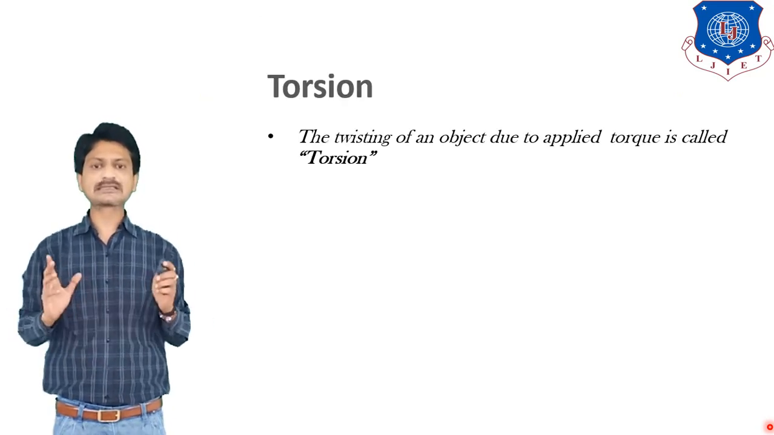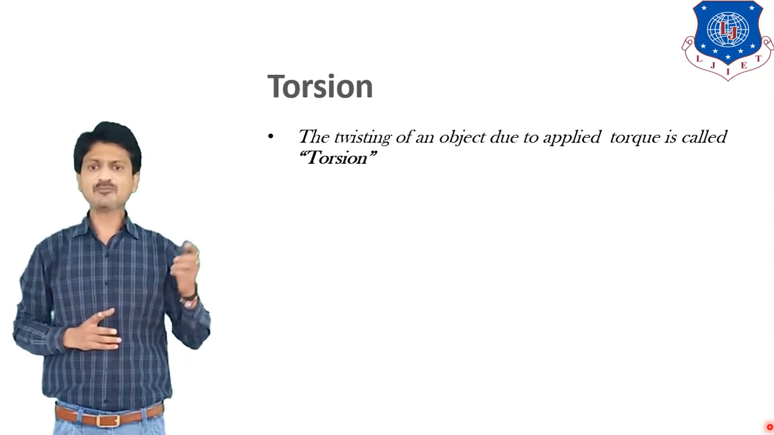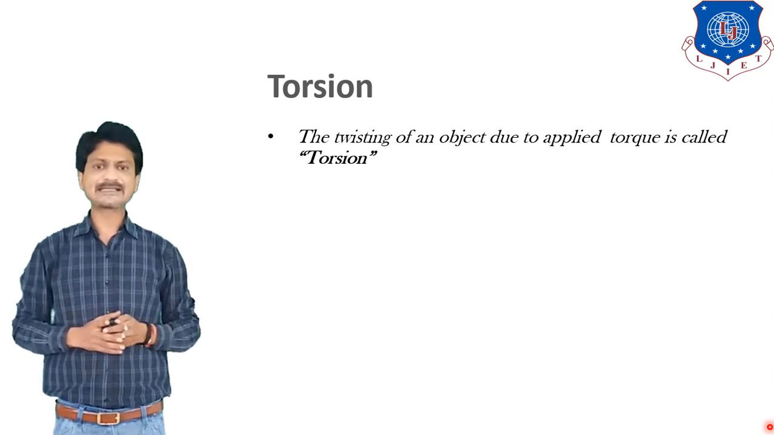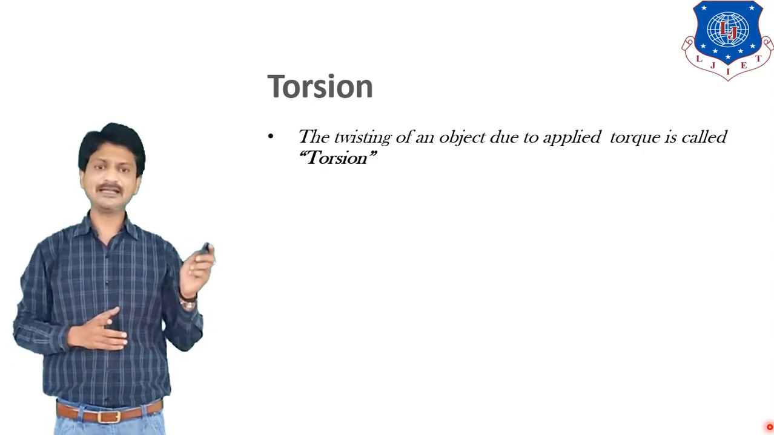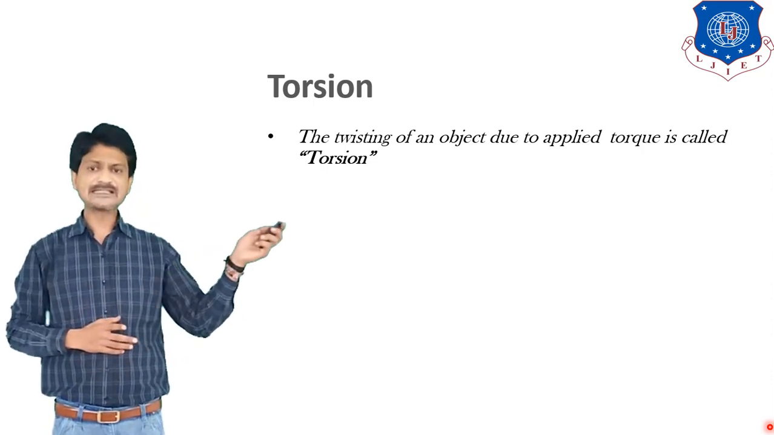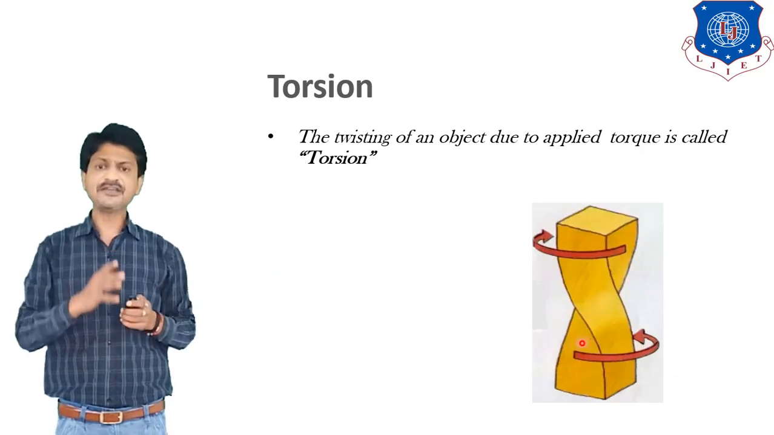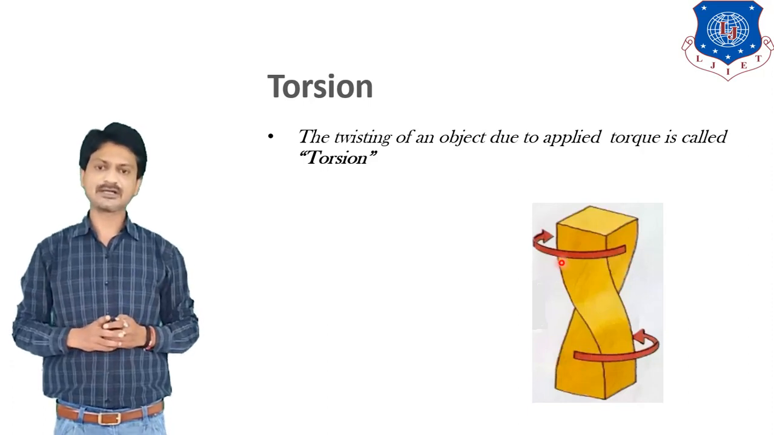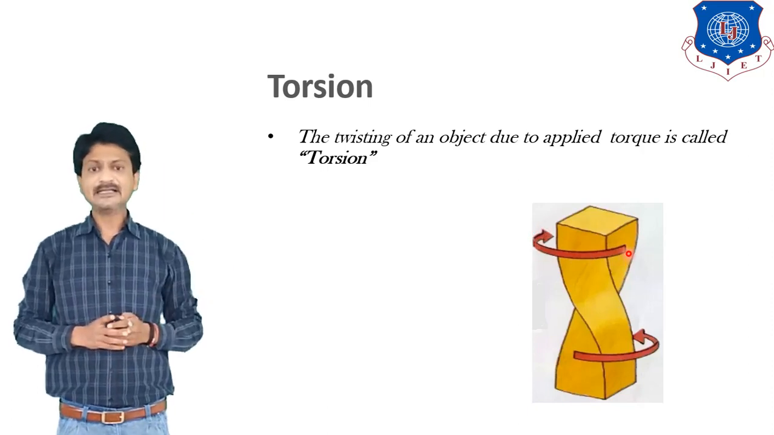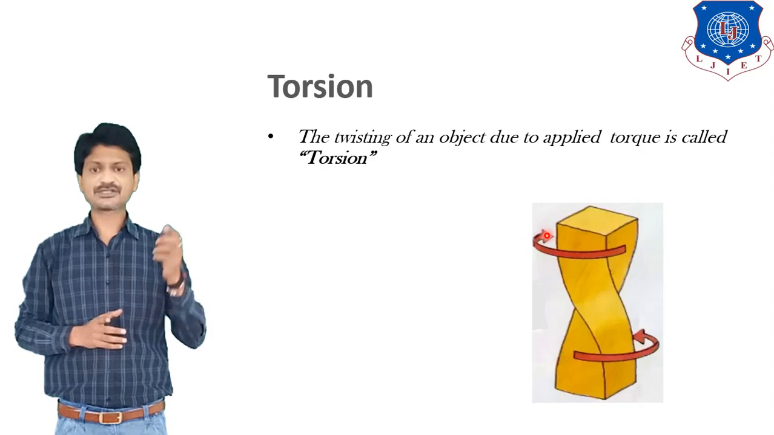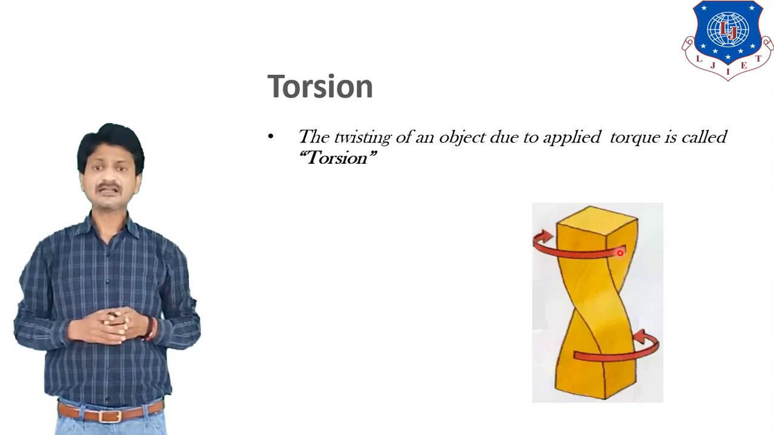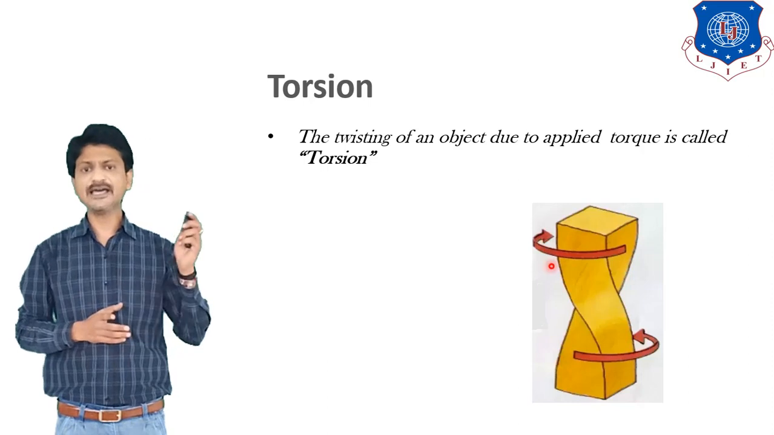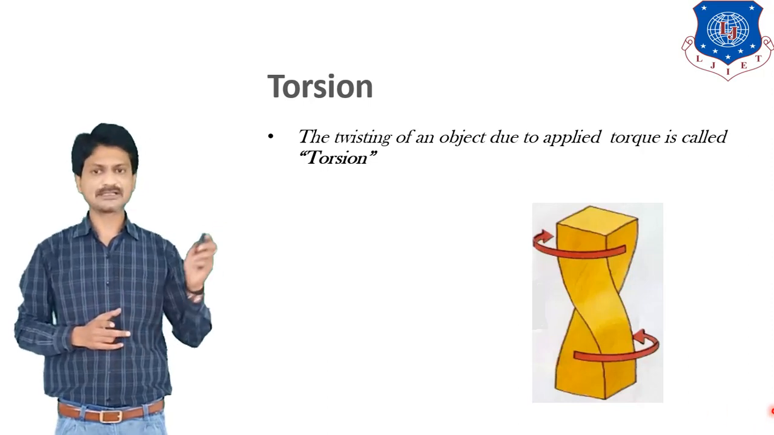So let's start with the first topic of today's session, that is torsional pendulum. Before moving on to this topic, let's discuss what is torsion and torsional rigidity. You can see in the figure, the twisting of an object due to the applied torque is known as torsion. If torque is applied, that sample feels twisting.